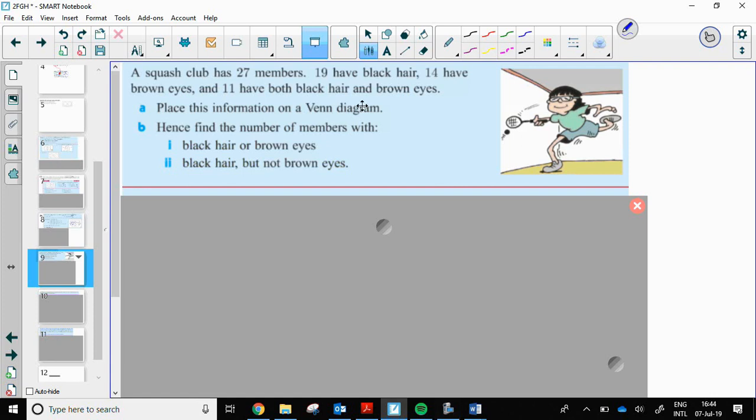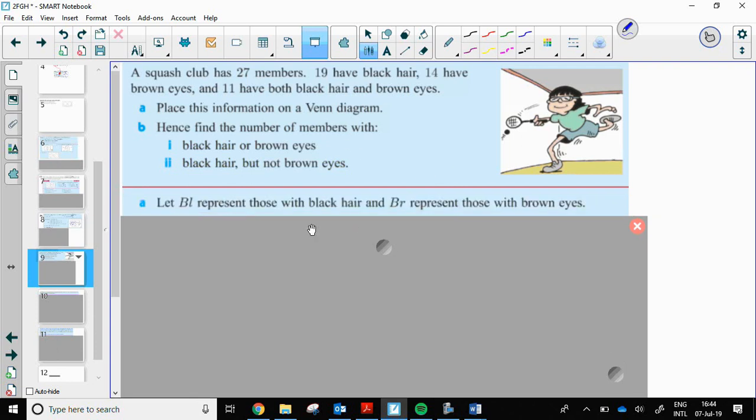So we have 27 members in a club. That's our universe. There's 27 members. And we're interested in their hair and eye color. Okay. So now black and brown both start with the letter B, so I think using BL for black hair and BR for brown eyes is great. If you wanted to use H for hair and E for eyes, that'd work just as well. Again, now starting from the inside, we know that 11 have both black hair and brown eyes.